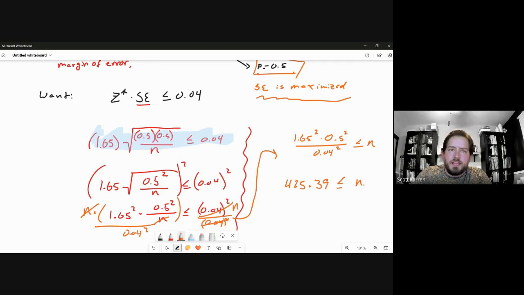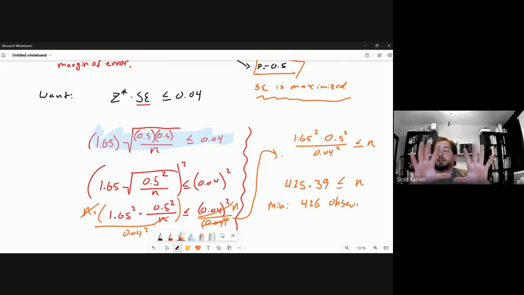But n has to be greater than that number, right? Which is why we're going to round it up and not down. Don't ever round it to the nearest integer. You need to round this up because n has to be greater than that number. If you round it down, n is not greater than that number. So the minimum I would take here is 426 observations. Right? So that's how it's done in Z-World land, from the last section.